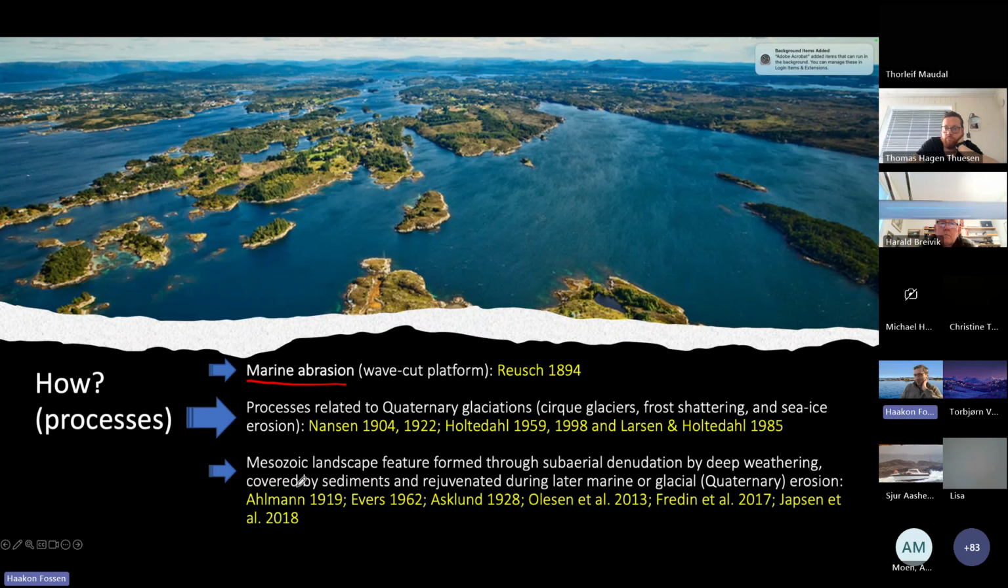And some people think that the Mesozoic landscape or the Mesozoic surface, like the Triassic, Jurassic surface, was buried and then re-exposed, and that's what the strandflat is, more or less, at least to some degree. And I don't think that's overall the case. I think the strandflat formed independent of that surface.